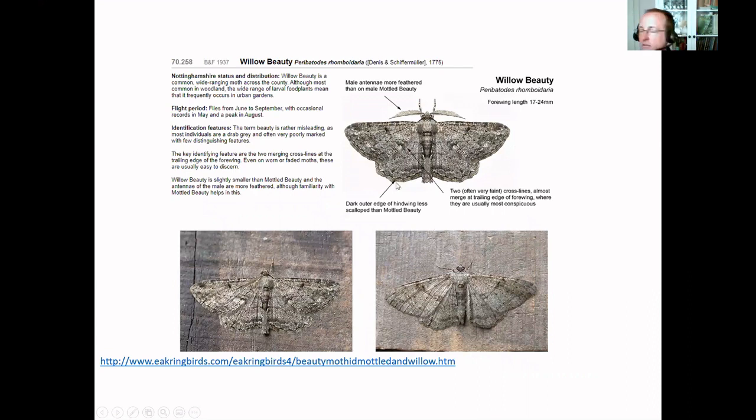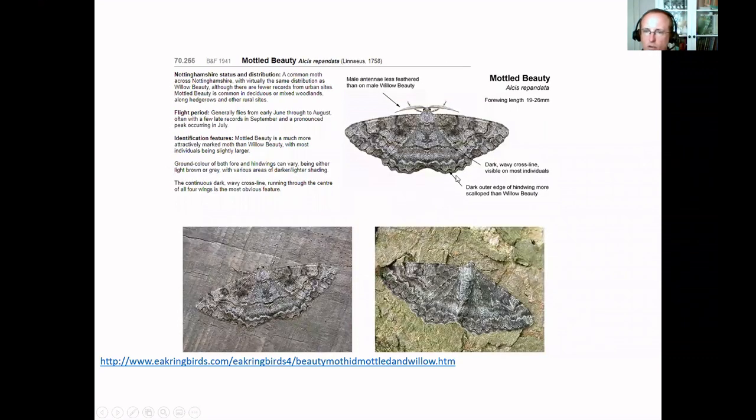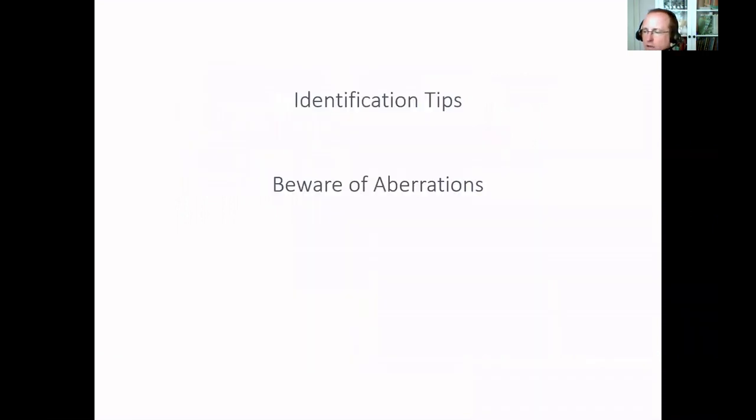The difference between mottled beauty and willow beauty is really nicely illustrated on this webpage, and there are things that I had probably learnt in the past but completely forgotten about. So things like the shape of the antennae is different between the two species, and the way that the terminal line works between the two species. It's much more scalloped in mottled beauty, and the antennae are less feathered in mottled than willow. So yeah, useful information out there that will help you distinguish species based on markings. And as I say, I could do another hour going through each of the different species pairs or groups, but just to give you an idea as to what you'd be looking for.